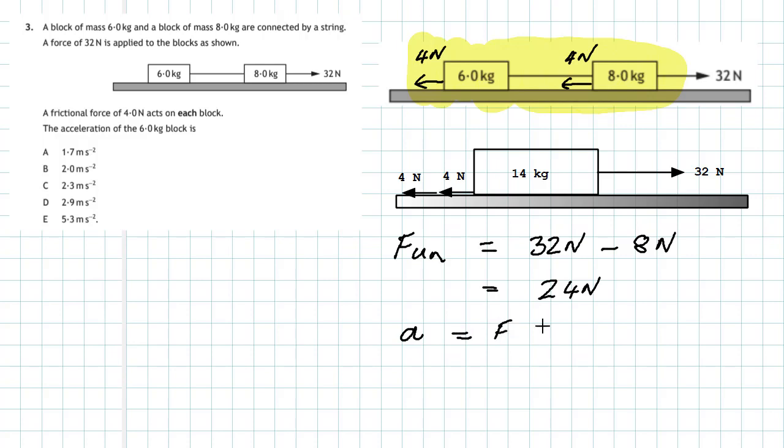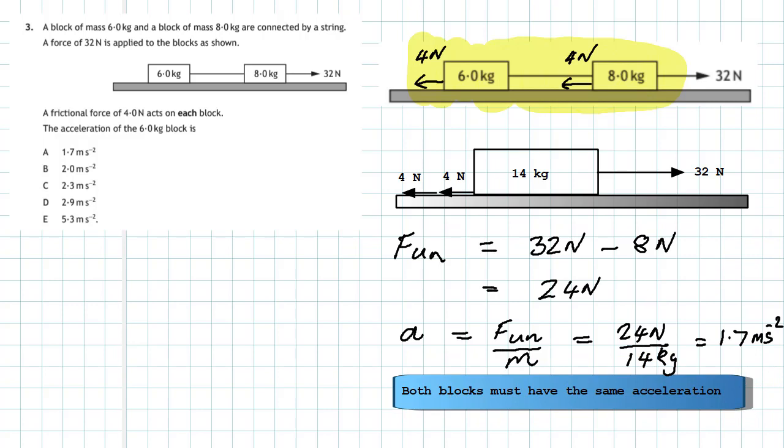Acceleration is equal to the unbalanced force, which we've just found, divided by the total mass of the system. That's the mass of the two blocks, 14 kilograms. So we've got 24 newtons divided by a mass of 14 kilograms. And if we do that on our calculator, we get an acceleration, to two significant figures, of 1.7 meters per second every second. So that's the acceleration of the system. But what we've also got to know is that because that's the acceleration of the system, both blocks will have the same acceleration. So the 6 kilogram block will have an acceleration of 1.7 meters per second squared. And that's going to give us an answer of A in the answer book.